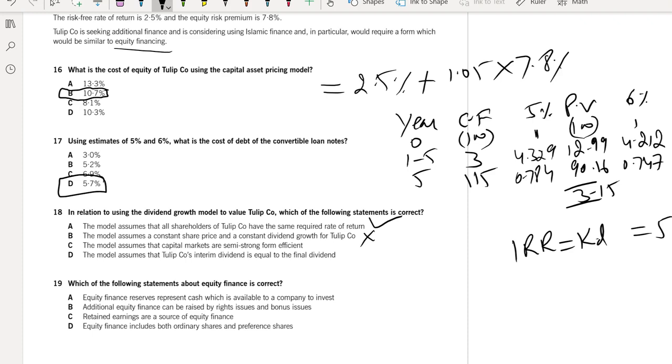The model assumes that capital markets are semi-strong. No, the model assumes that markets are perfect. This is not a correct answer. The model assumes that Tulip company's interim dividend is equal to the final dividend. No, there is no such thing. So the first statement is correct.